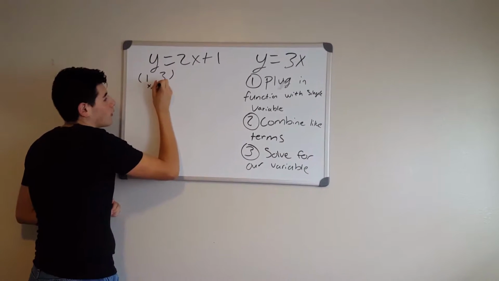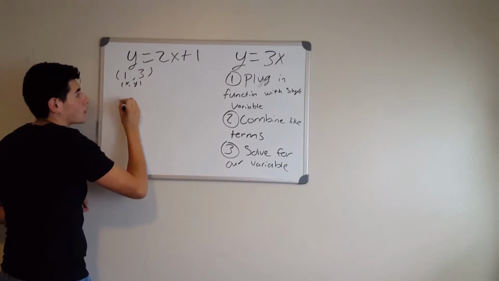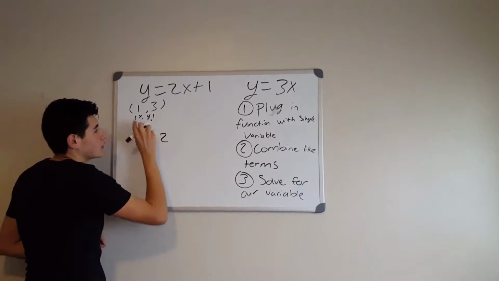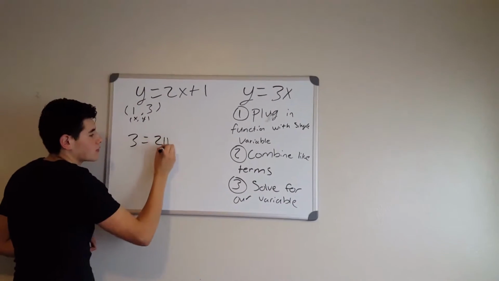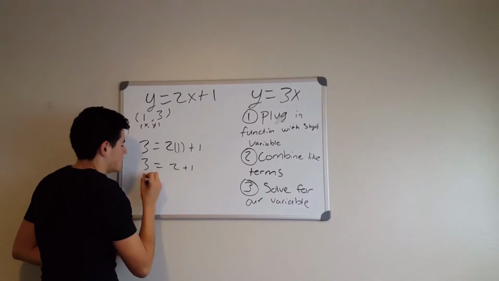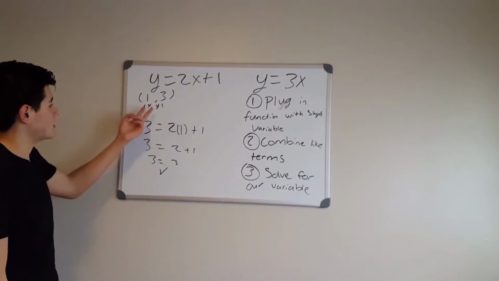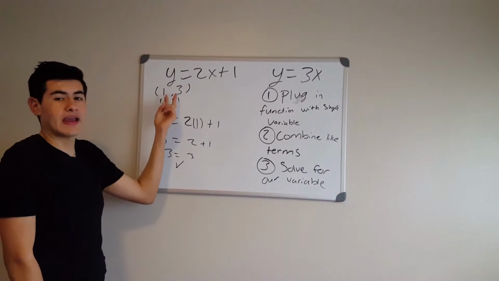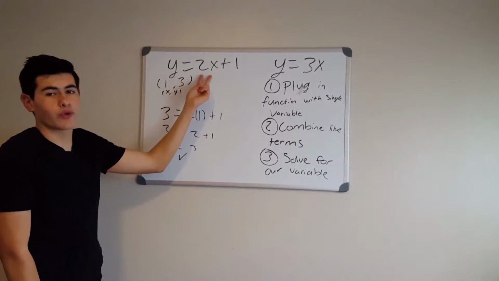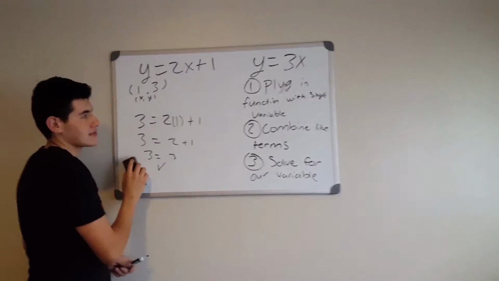Remember x comma y. Hope you can see that. So here we have 3 is equal to 2 times 1 plus 1, since x is 1. 3 is equal to 2 plus 1. 3 is equal to 3. That checks out. So that means that this ordered pair here is the solution for this formula. It makes it true.